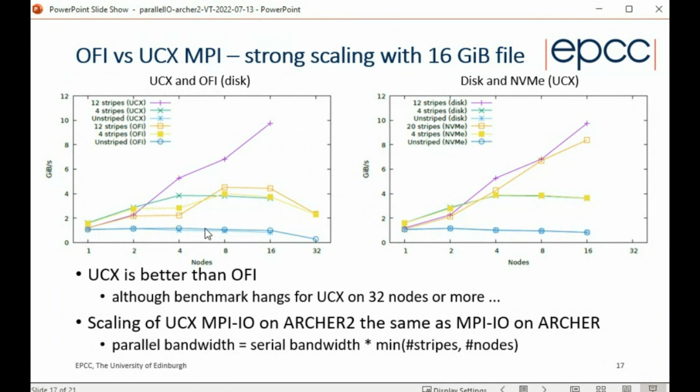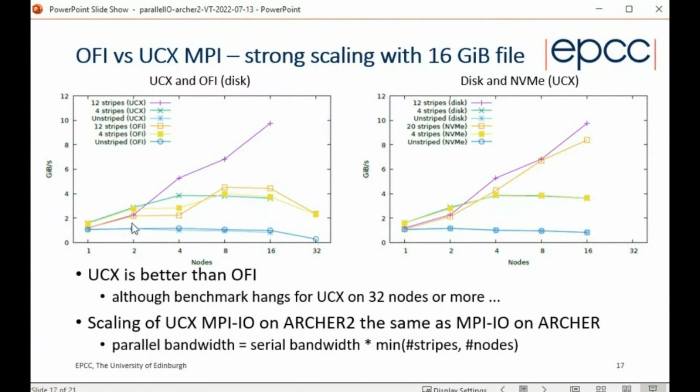We're not benefiting because we're writing to the same disk, and so we're not benefiting from that. We would expect that the bandwidth increases with the number of stripes, and you'll see for 12 stripes OFI, it sort of does. We get 4, but it's not very good.